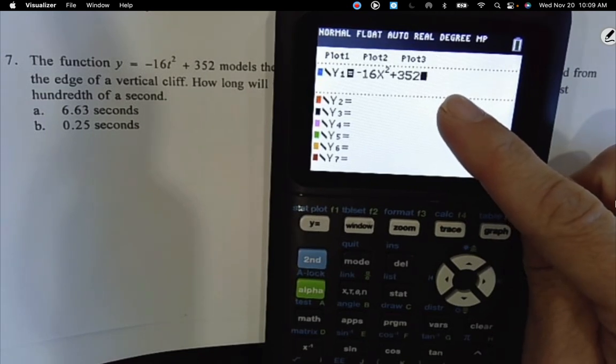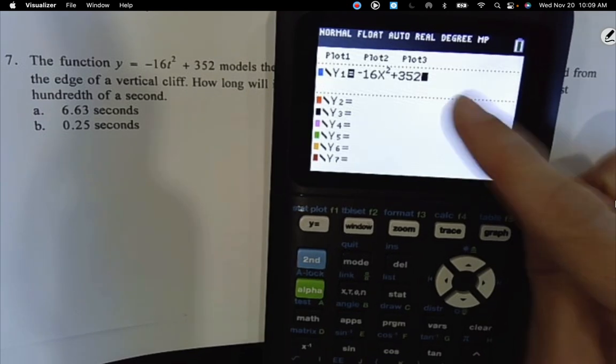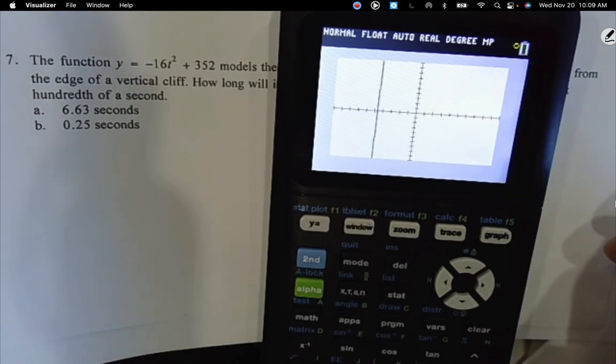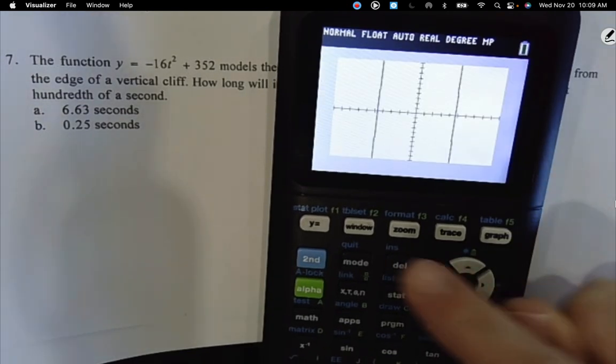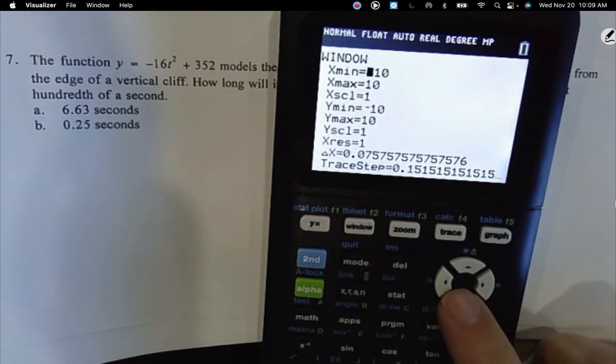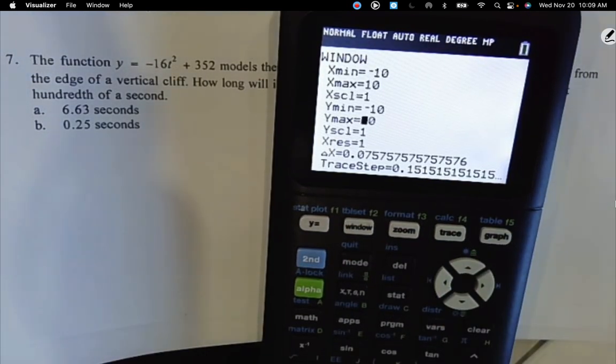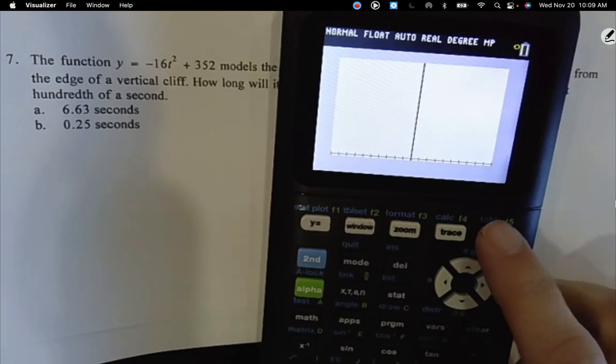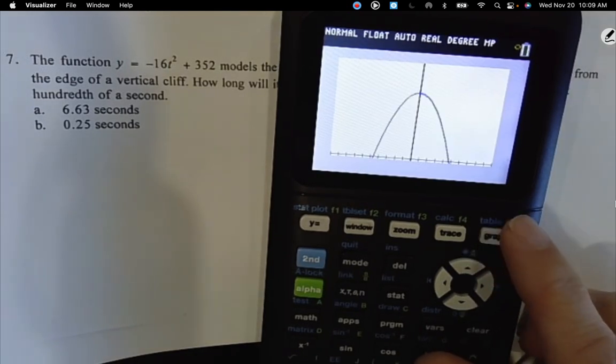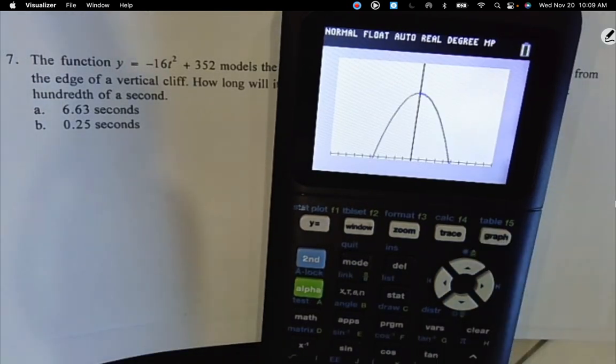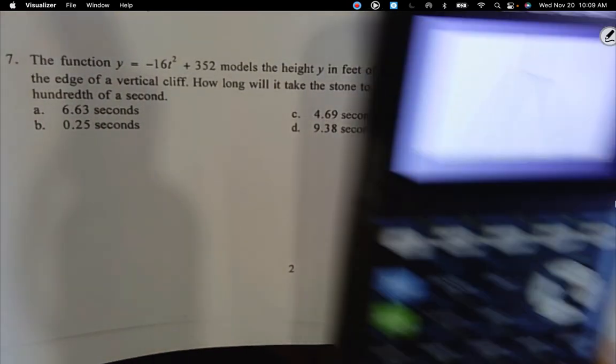So, what number do you want to go up to? Maybe 500? I can't see it. So I'm going to go to my window, and I'm going to go up, that's my y max, to 500. That might be way too much. Oh, it's about perfect. Is everybody okay with this? It says you drop it, and it wants to know how long it is going to take to hit the ground.